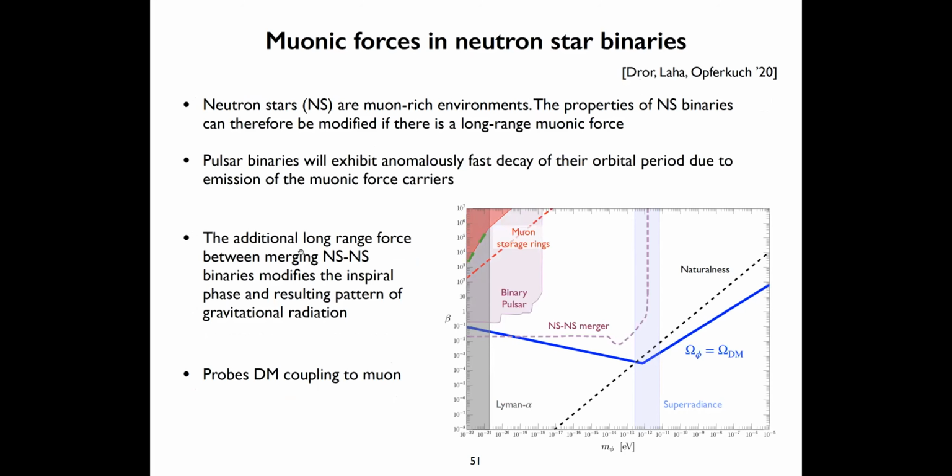Another probe that relies on the dark matter coupling to the muon can come from the study of neutron star binaries. Neutron stars are muon-rich environments, and the properties of these binaries can be modified if there is a long-range muonic force. There are two effects one can imagine. The pulsar binary systems could exhibit a different pattern in their decay, so they could decay anomalously fast by emitting these muonic force carriers. As well, in merging neutron star binaries, a long-range muonic force could modify the inspiral pattern, and that could be detected or inferred through the resulting pattern of gravitational radiation. This has been studied by Dror et al., and I'm showing here two constraints. One is from existing constraints from binary pulsar studies of the orbital periods, and then this is a projection for neutron star mergers from studies of gravitational waves.